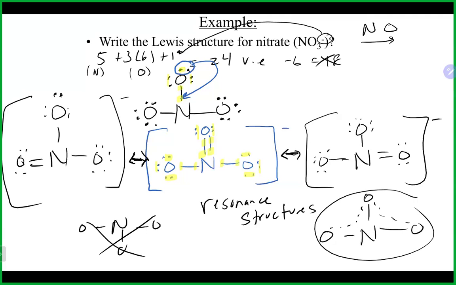So again, if you were asked a question to draw a Lewis structure for this, and that was the only question you were asked, just draw a Lewis structure, you could lay out any one of the three pictures and they would all be correct. If you were asked to draw the Lewis structure and all the resonance structures, then technically you should draw all three of those structures to indicate that.